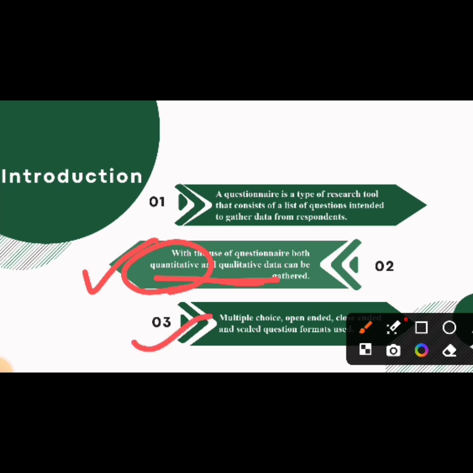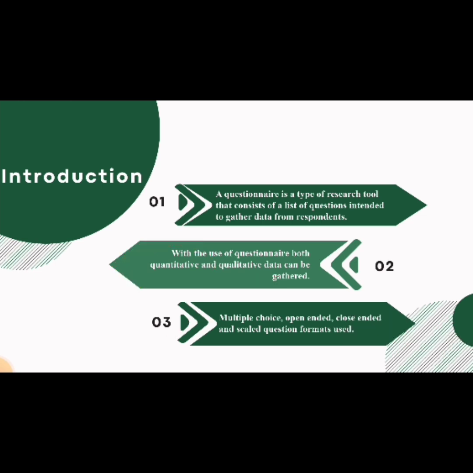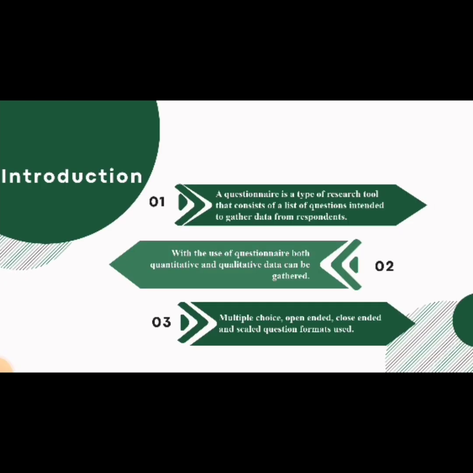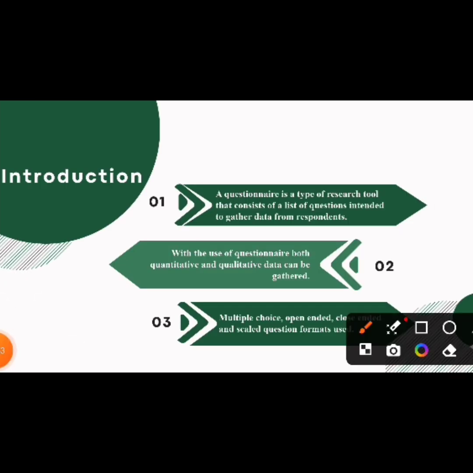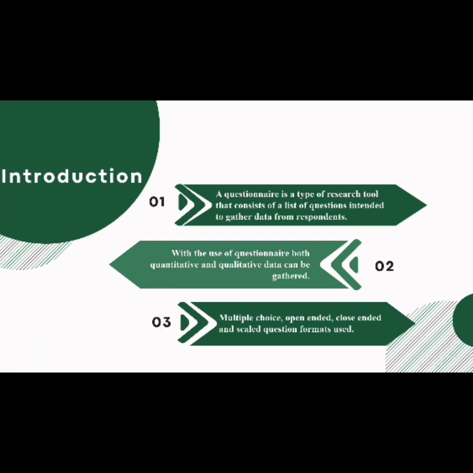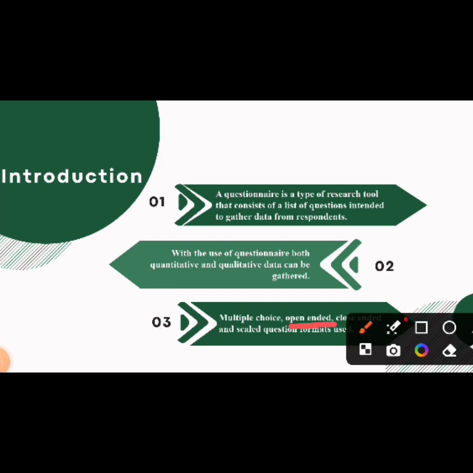After that, multiple choice questions are there, open ended questions are there, close ended questions are there, and also scaled questions are there. So let's understand what a multiple choice question is. You will see the question, okay, and you will get options for that question, 3 to 4 options. Okay, after that you will also see the open ended questions. Open ended questions are those questions which require more detailed answers.